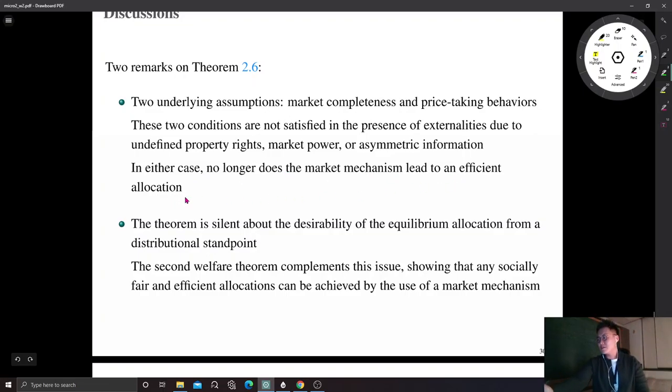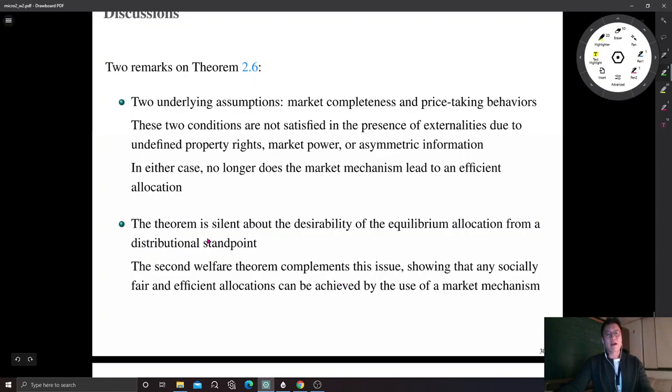So it looks like we impose a very weak assumption for the first welfare theorem, but the underlying assumptions are quite strong. So we have to be careful about the interpretation of this first welfare theorem.